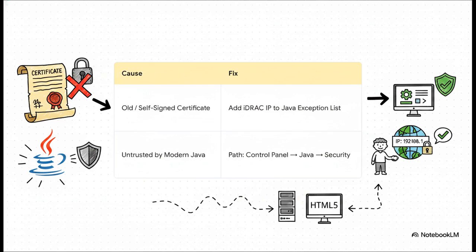The fix? You have to manually go into the Java control panel on your computer and add the server's IP address to what's called an exception site list. You're basically telling Java, hey, it's cool. I know this guy. Let him in.